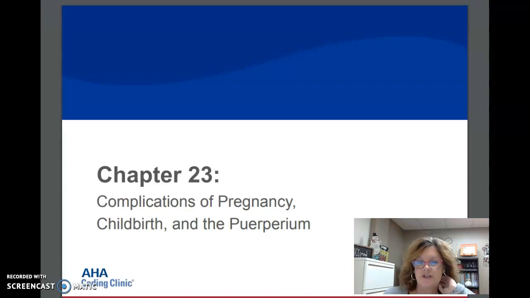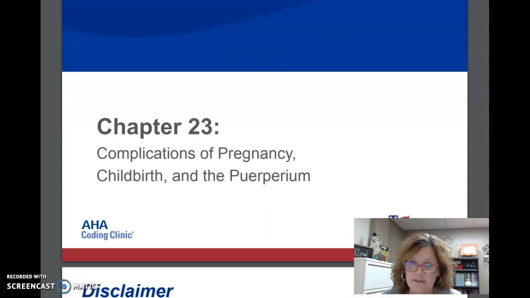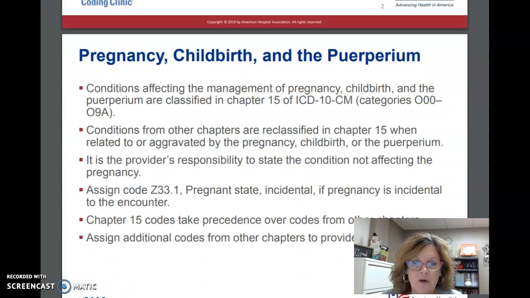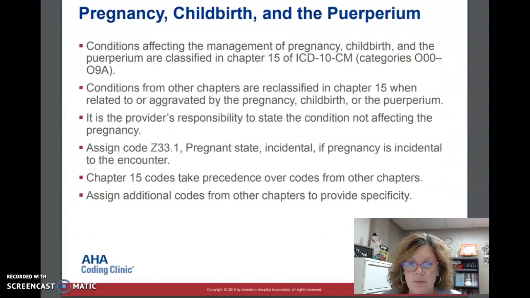This is an exciting chapter. Either students love this chapter or they really don't like it. So let's get started with pregnancy, childbirth, and the puerperium. With this chapter, our codes are going to begin with O, not zero, O.